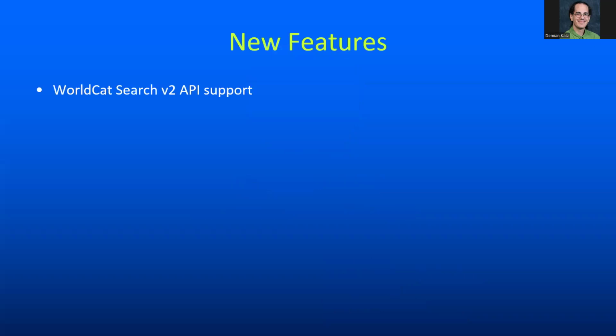One big change here is that we have added support for OCLC's WorldCat Search version 2 API, as version 1 will be reaching end of life at the end of 2024 and needs to be replaced. So by releasing this now, we're giving you a chance to migrate over if you rely on WorldCat results in your VuFind instance.